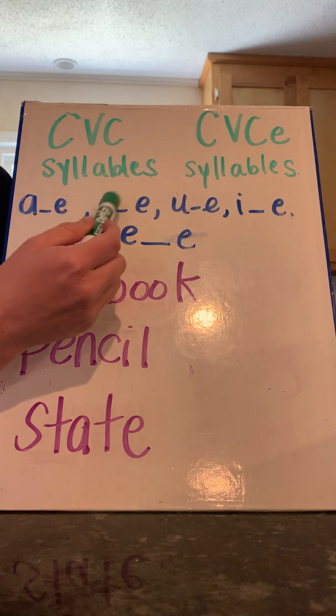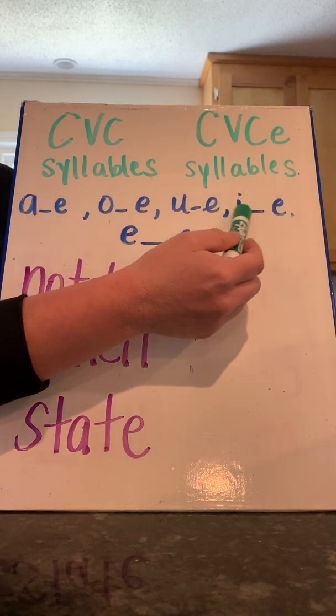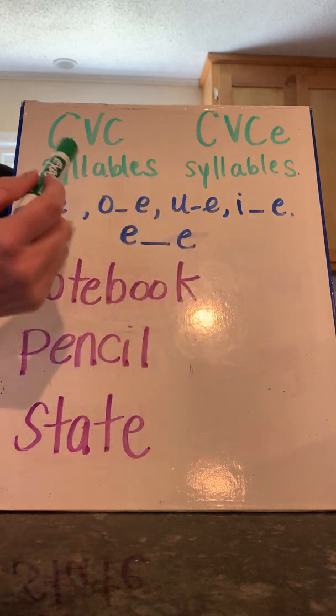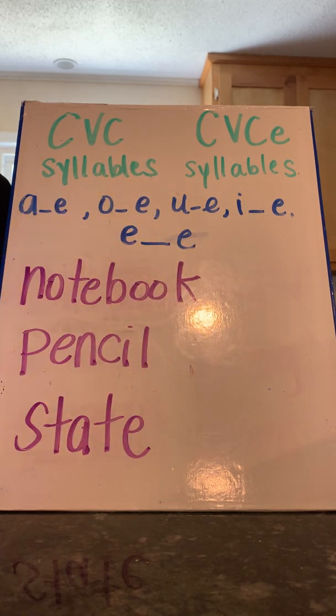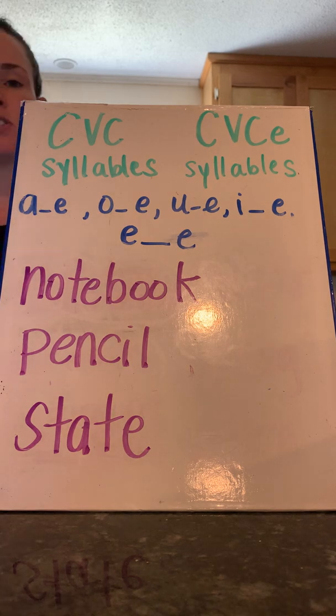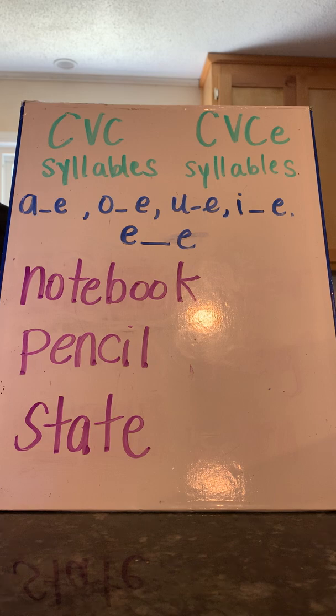A consonant E, O consonant E, U consonant E, I consonant E, E consonant E. And that E is telling the vowels to say their names, A, E, I, O, U. Now, Miss Sweeney is going to get started with the very first word, and we're going to determine, does this word have a CVCe syllable in it or not?